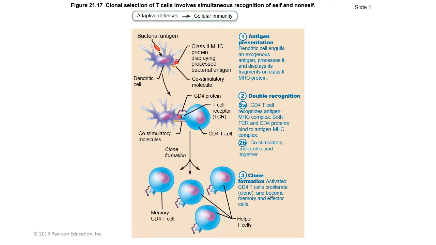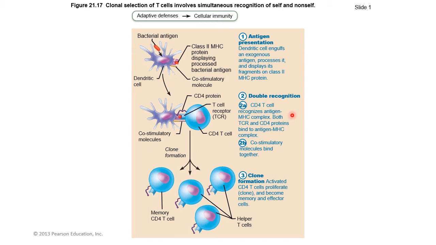So this picture is talking about clonal selection, just kind of reviewing what we've talked about already. And this is looking at an MHC class 2 marker being displayed on an antigen presenting cell. In this case, it's a dendritic cell. So the dendritic cell engulfs an exogenous antigen, something from the outside that it's come in contact with, processes it, digests the fragments, and then puts the fragment pieces on its MHC class 2 marker protein.